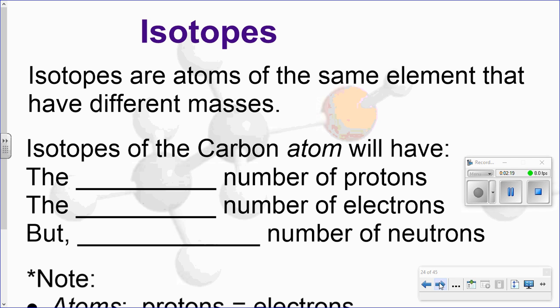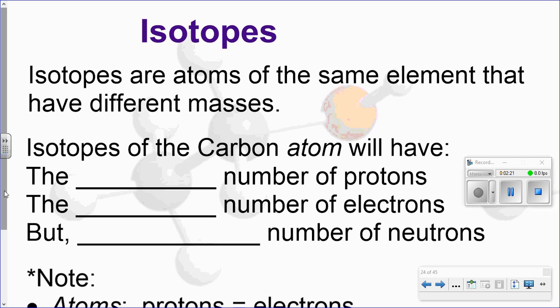So let's talk about that with this slide here. Isotopes are atoms of the same element. You have to understand there are 3 versions of carbon: carbon-12, carbon-13, and carbon-14. Those are 3 isotopes of carbon. They all have 6 protons, because that's the atomic number of carbon. It doesn't matter what version of carbon you have, it has 6 protons.